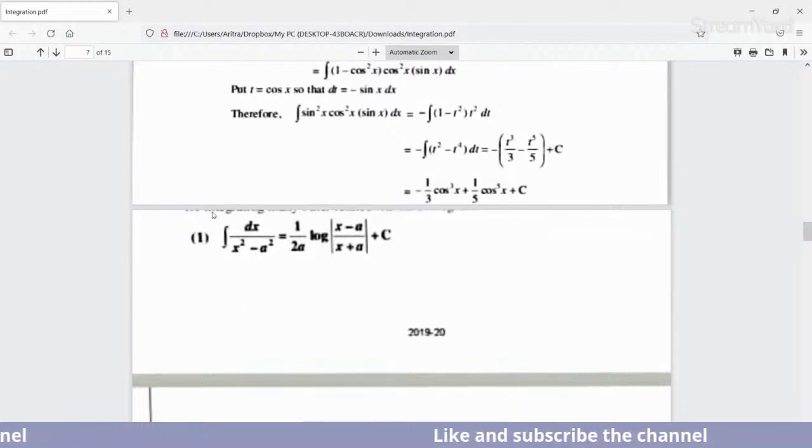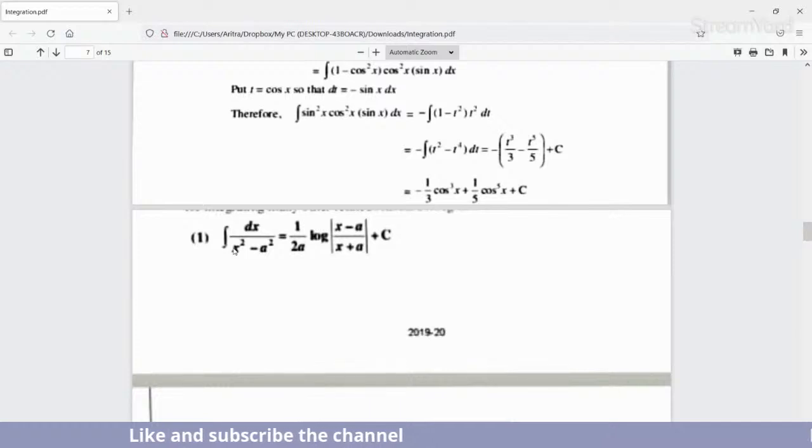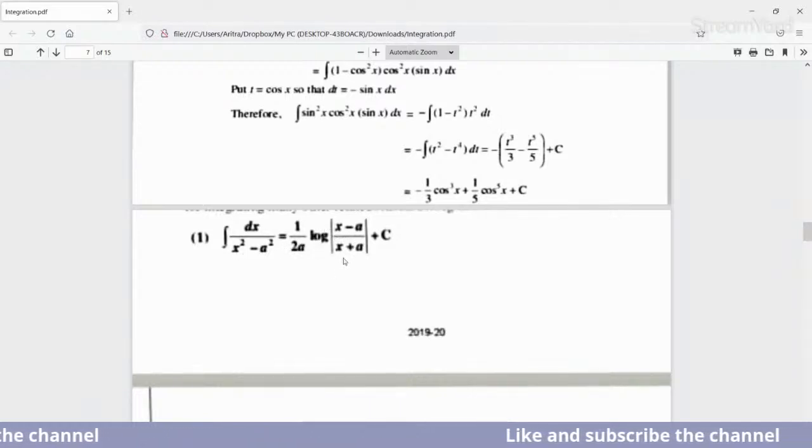Then some more formulas. Integration of dx by x square minus a square is equal to 1 by 2a log mod of (x minus a) by (x plus a) plus c.